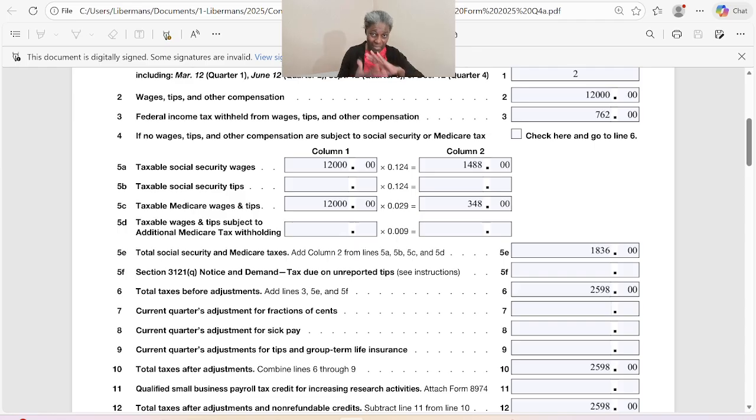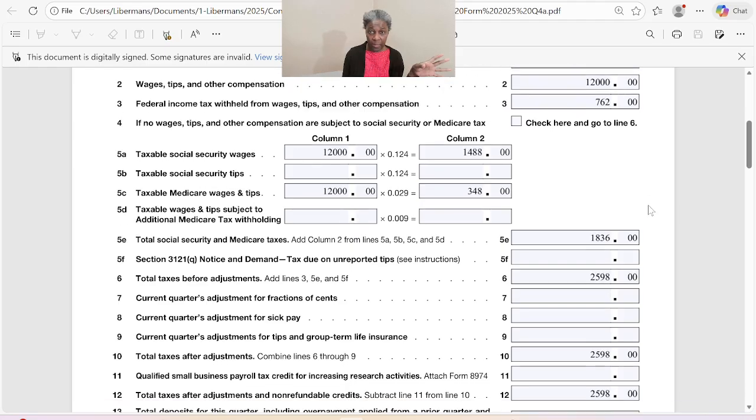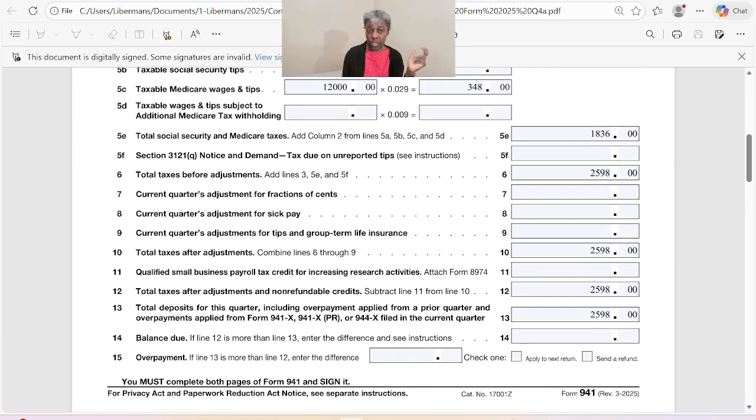We are using the simplest form, just assuming your business is as simple as possible with no benefits collected by the staff members. So therefore, lines 8 and 9 here, we leave them blank. If it relates to your business, please read the instructions to see how you are going to complete them. So total tax after adjustment is totaling line 6, 7, 8, and 9, and is 2598 in this example. Small qualified small business payroll tax credits.